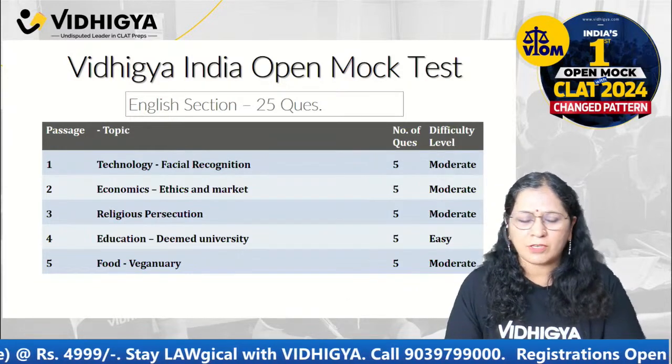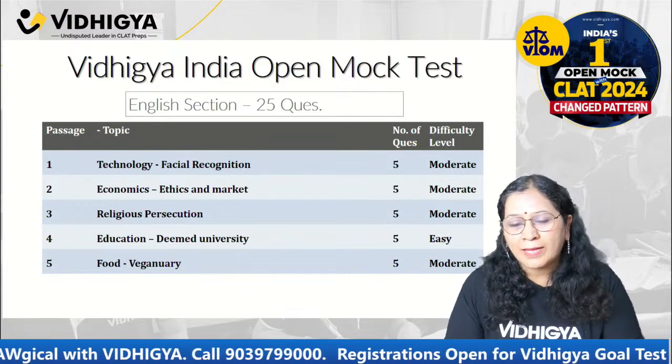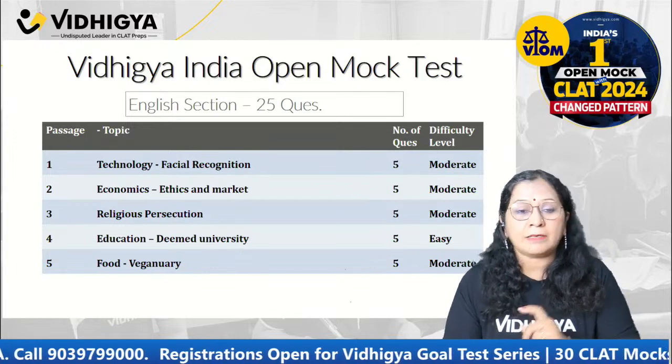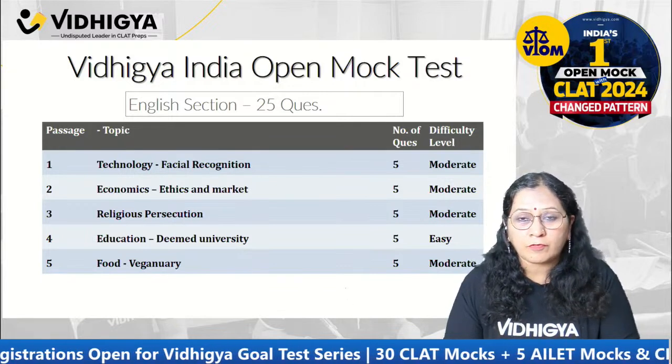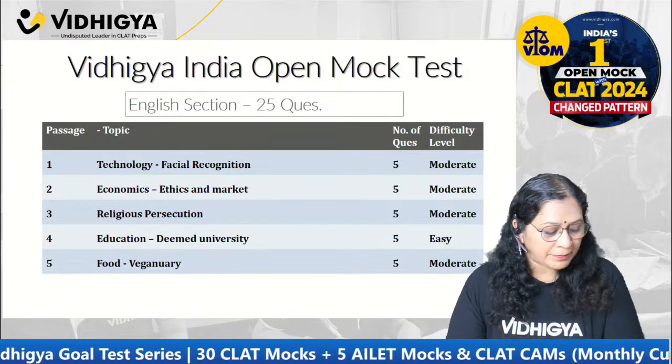Facial recognition, जो कि बड़ी आम बात है, Facebook में आएगा. ठीक है, moderate level था. Why? Because a little tricky passage. You could have related a little tricky question, but getting 4 out of 5 would be very good here. Otherwise, at least 3 would have done.